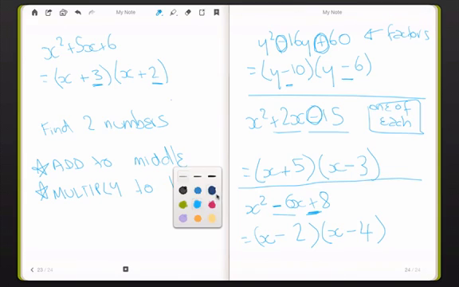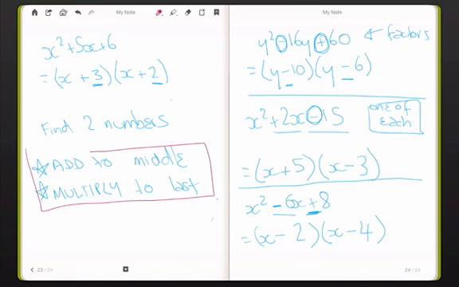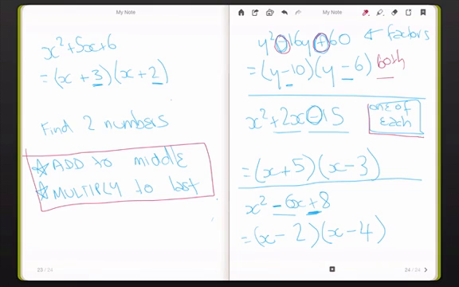I'm just going to change my color. This is the big thing that we need to remember. You need to find two numbers that add to the middle term and multiply to the last term. And the tricky thing is watching your signs at the same time. So remember up here, if this is a positive and this is a negative, you'll have both negative signs. If you have one of each, a positive and a negative, you will also have one of each here.